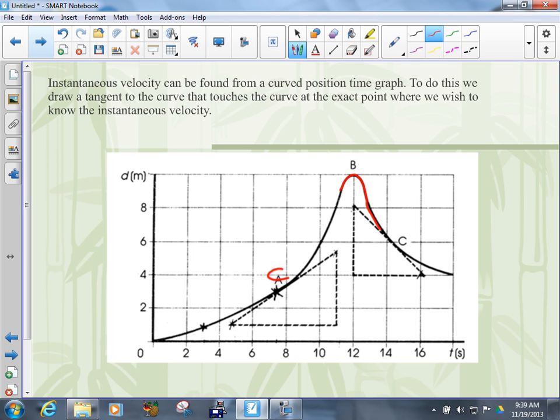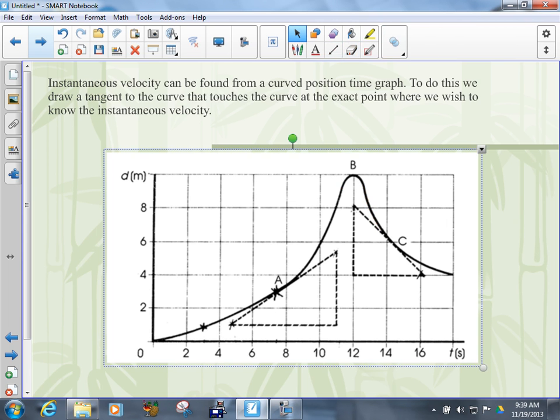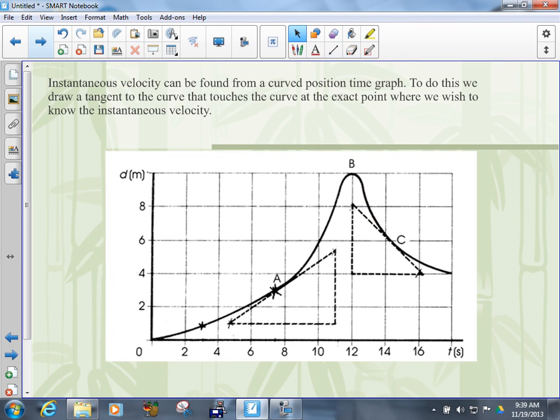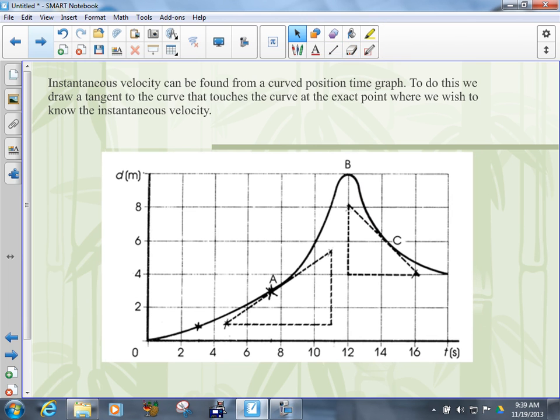All right. What if a question said to you, calculate the instantaneous velocity at point A? So here's point A. The question might say, find the instantaneous velocity at point A, or calculate how fast the object is going at point A.